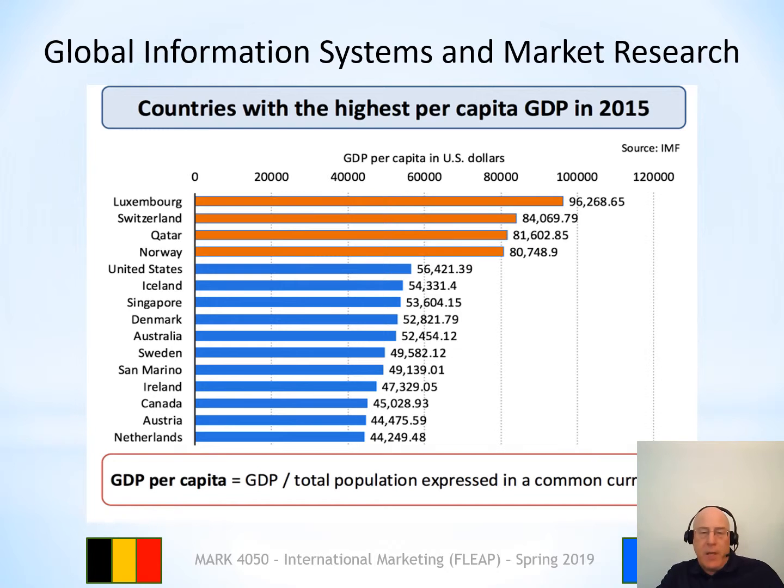And this type of basic secondary research in an international marketing situation allows us to take a look and say, okay, well, if we have a product that requires that people be able to afford it, we can scan down this list and see what the various GDPs are in these various countries and determine whether or not those make good target markets for us.